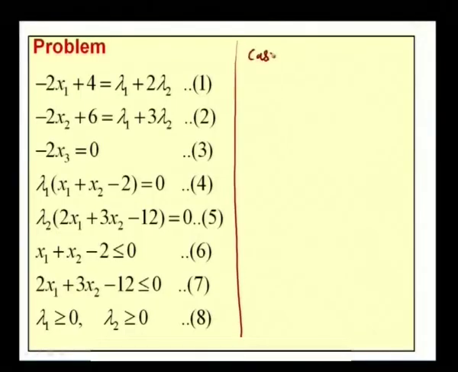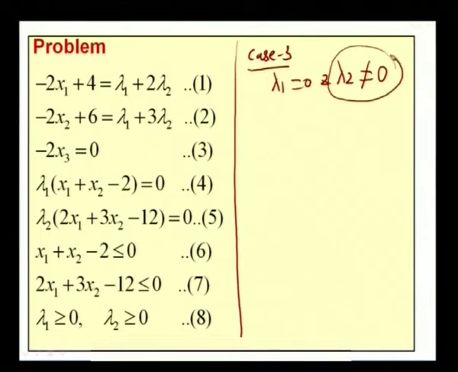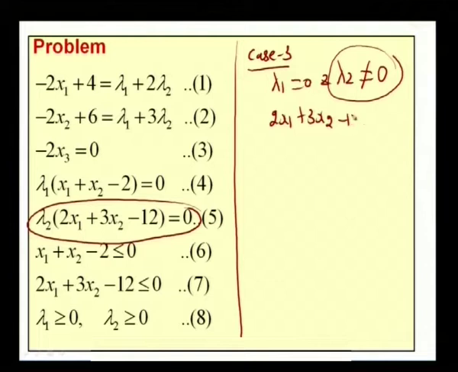Case 3 is lambda 1 equal to 0, but lambda 2 is non-zero. Case 3 is lambda 1 takes the value 0 and lambda 2 not equal to 0. Since lambda 2 is non-zero, from equation 5 we have that 2x1 plus 3x2 minus 12 should be 0. We will write it as 2x1 plus 3x2 minus 12 equal to 0.